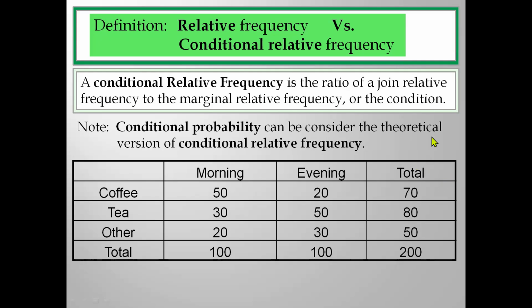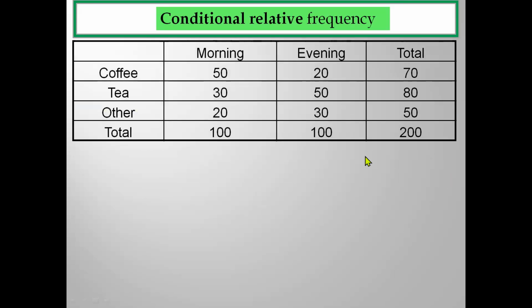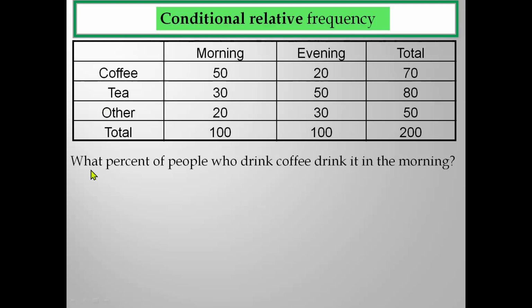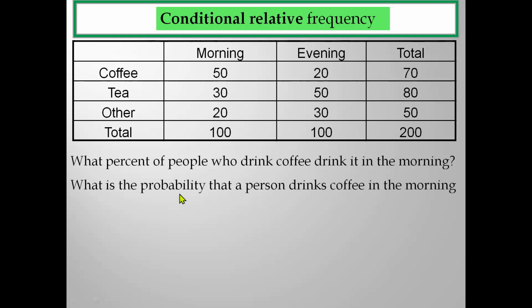Let's look at examples of conditional relative frequency. The question asks us, what percent of people who drink coffee drink it in the morning? Let's see the same question written in a typical conditional probability version to help us understand. What is the probability that a person drinks coffee in the morning given that they drink coffee? So the "given that" statement helps us determine the condition.